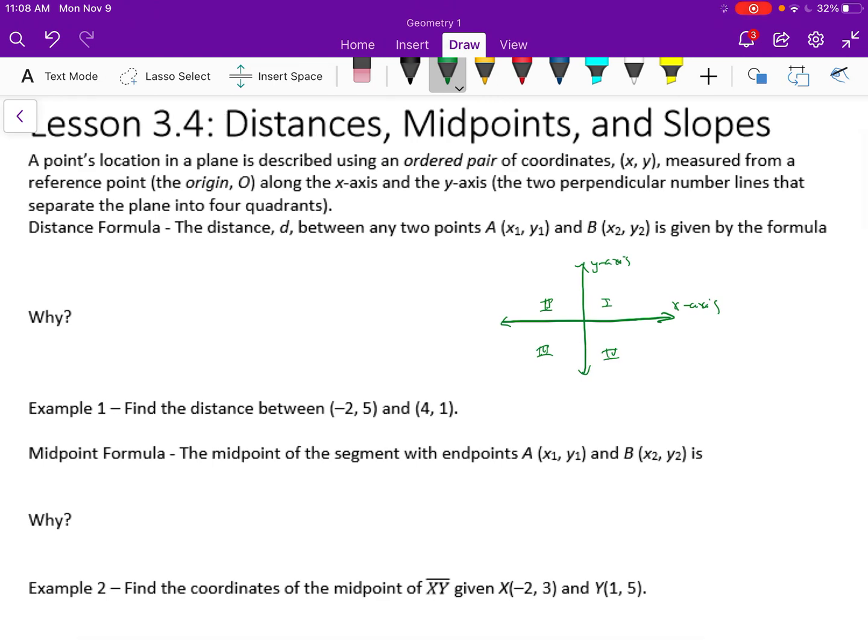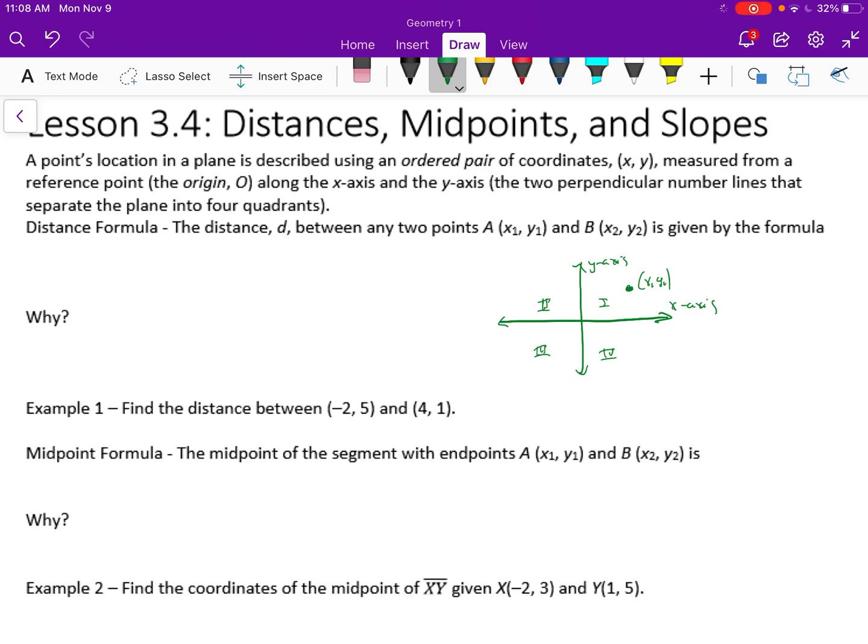So we can have a point up here, this might be x sub 1, y sub 1, and there could be a point over here. We might call that x sub 2, y sub 2. Points all over the place.